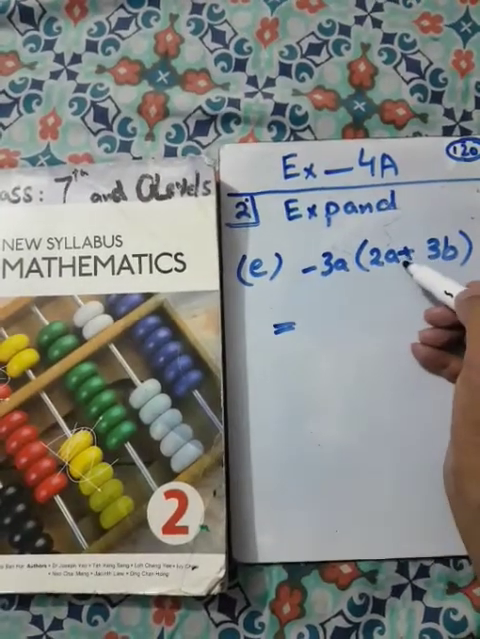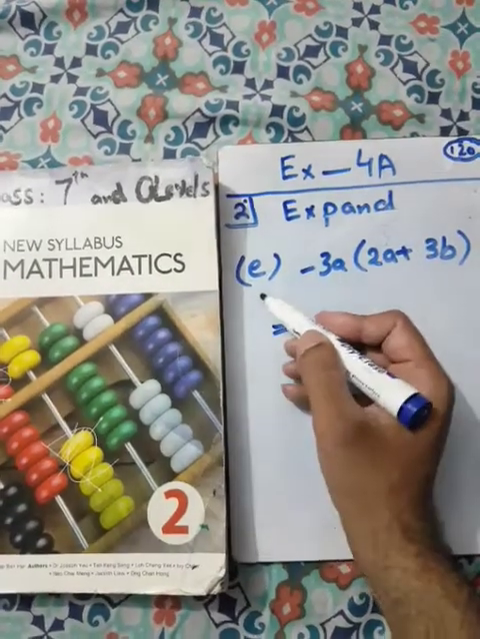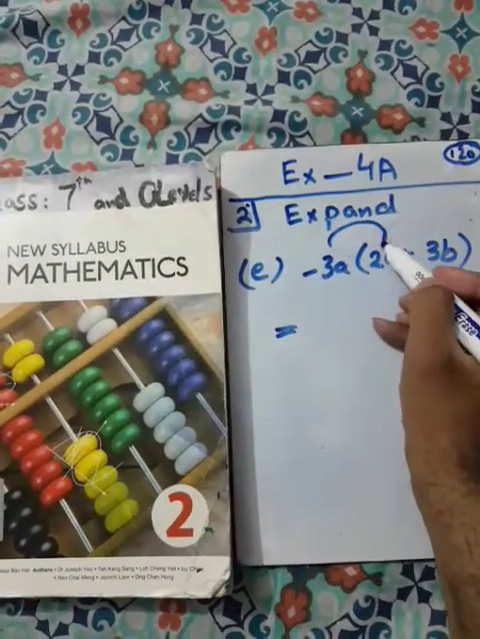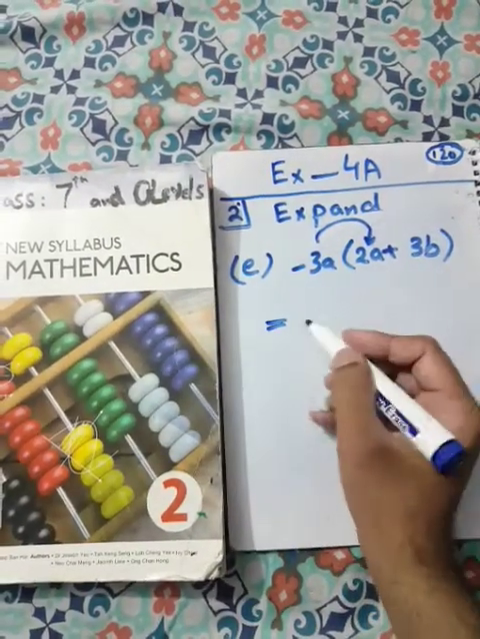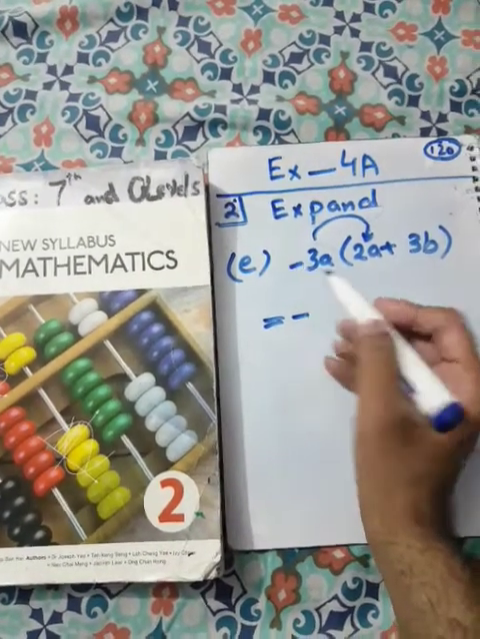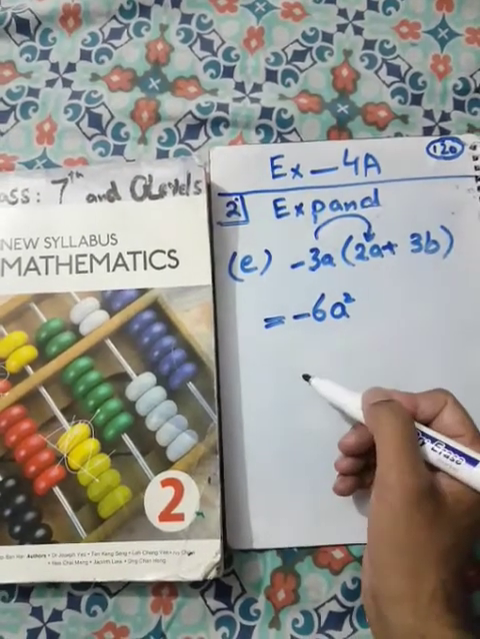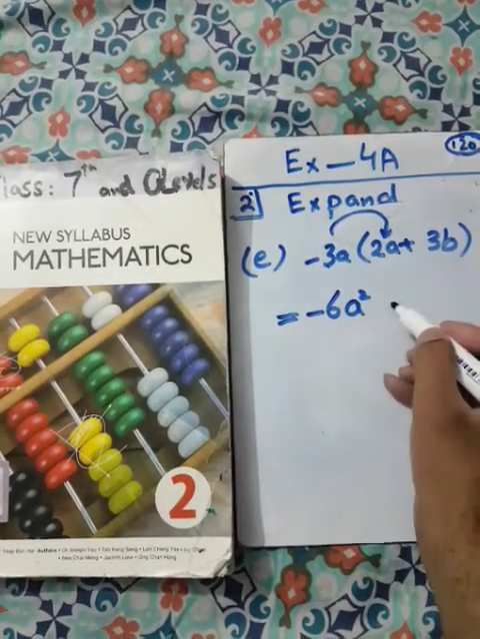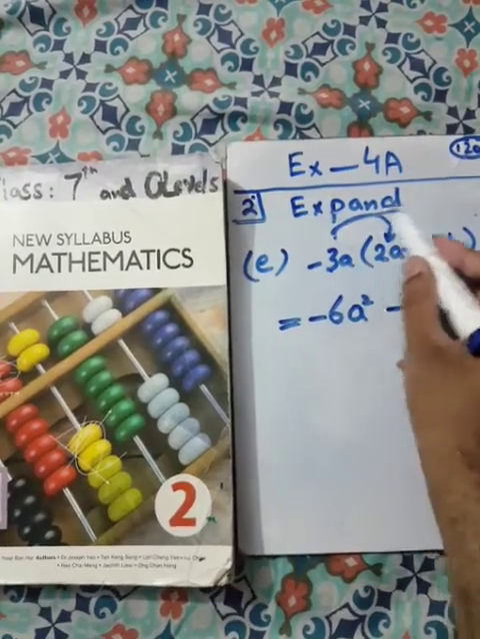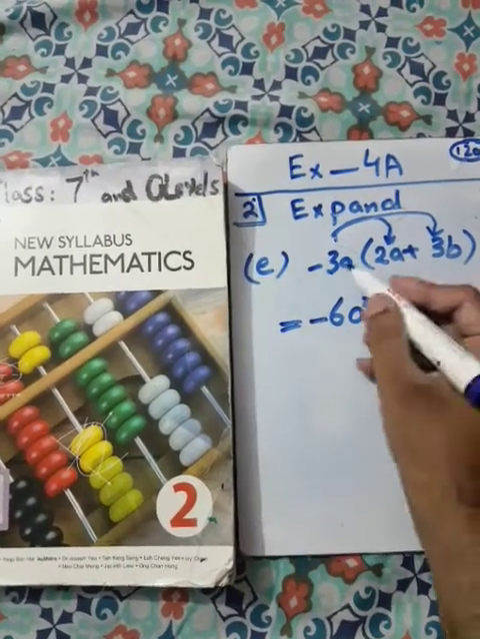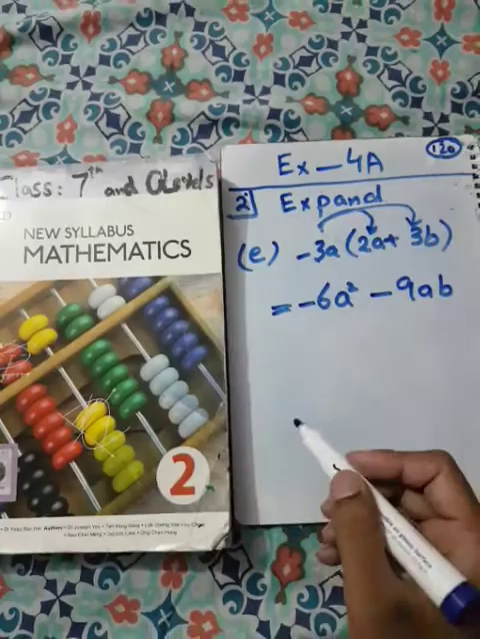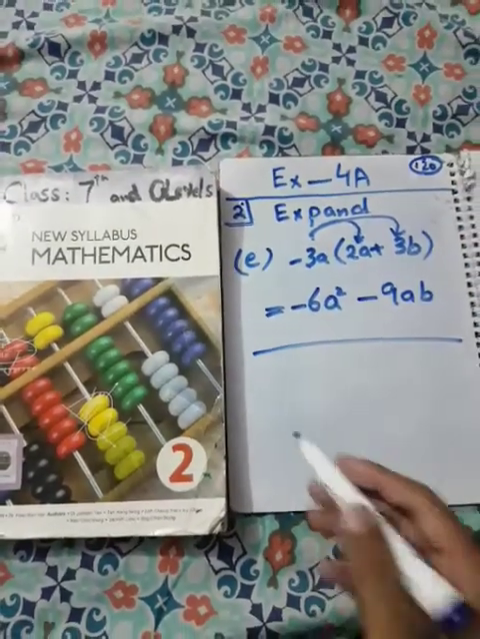Minus 3a will be multiplied with 2a plus 3b. This is the next part. 3a multiplied with 2a will be minus 3 times 2 is 6, a times a is a square. Because of the minus sign outside, the signs inside the bracket will be changed. 3 times 3 will be 9ab. The question has been finished.